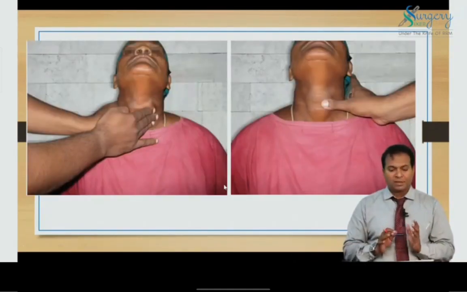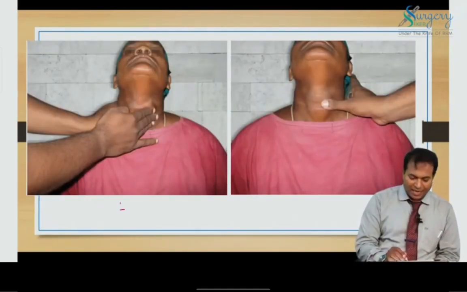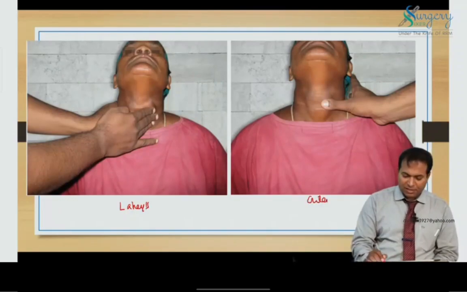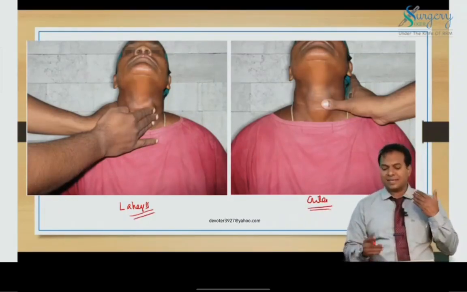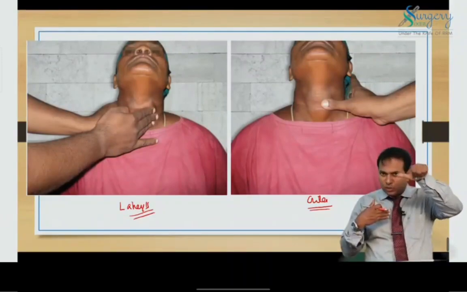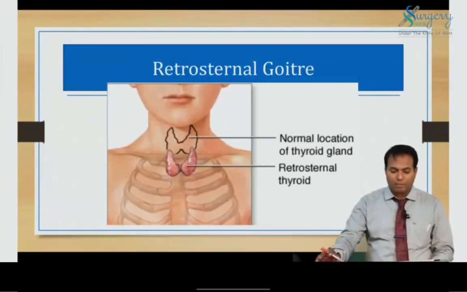So I have shown you 2 methods of examining thyroid swelling from anterior. This is known as Lahey's test, and this is known as Kocher's test. Lahey's test, pushing the gland and palpating with 4 fingers. In Kocher's test, you use only the thumb and examine. So please don't forget the retrosternal goiter points I told you.